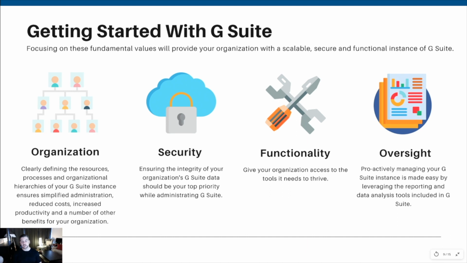Functionality is also very important, obviously. We want to make sure that everybody that needs to complete specific tasks and is responsible for certain processes has all of the features and the functionality they need to complete that task. So making sure that people are not handicapped while they're using this is very important. And again, oversight. Proactively managing G Suite is very important. You want to make sure that you're optimizing your organization's use of G Suite and that you're looking at the data that it provides you with as you do so.